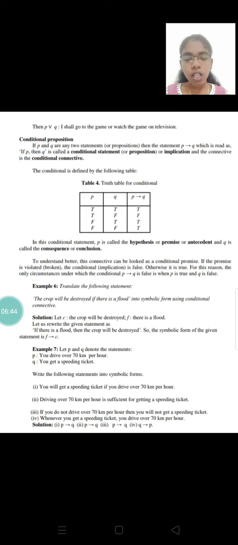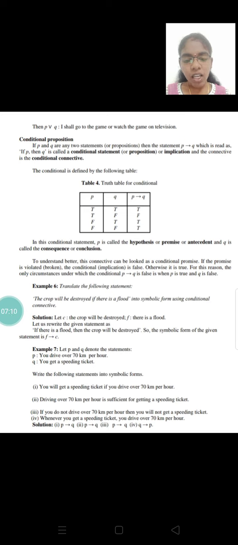For example 6. Translate the following statement, the crop will be destroyed if there is a flood, into symbolic form using the conditional connective. Solution: let C be the crop will be destroyed, and F be there is a flood. Let us rewrite the given statement as: if there is a flood, then the crop will be destroyed. So the symbolic form of the given statement is F → C.